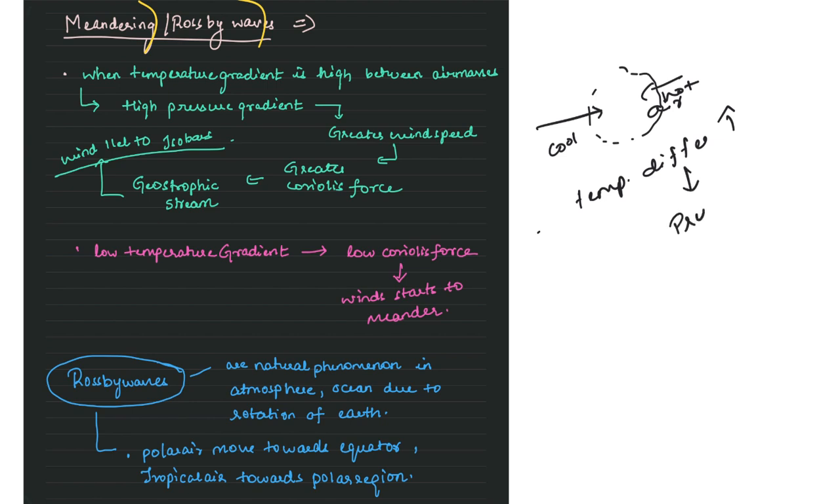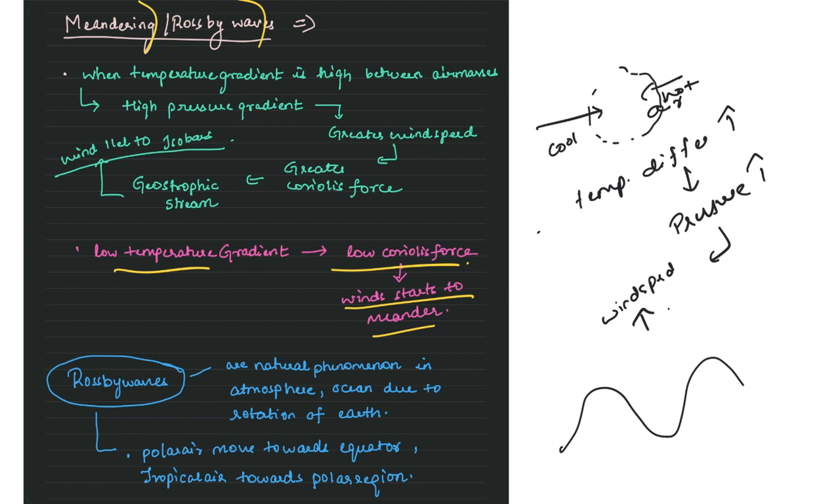the pressure difference will also be more, right? So wind speed will also be more. Okay, and when the temperature difference is lower, there is a low pressure gradient, and as a result the winds start to meander. Okay, when wind speed is not sufficient, it will have meandering.